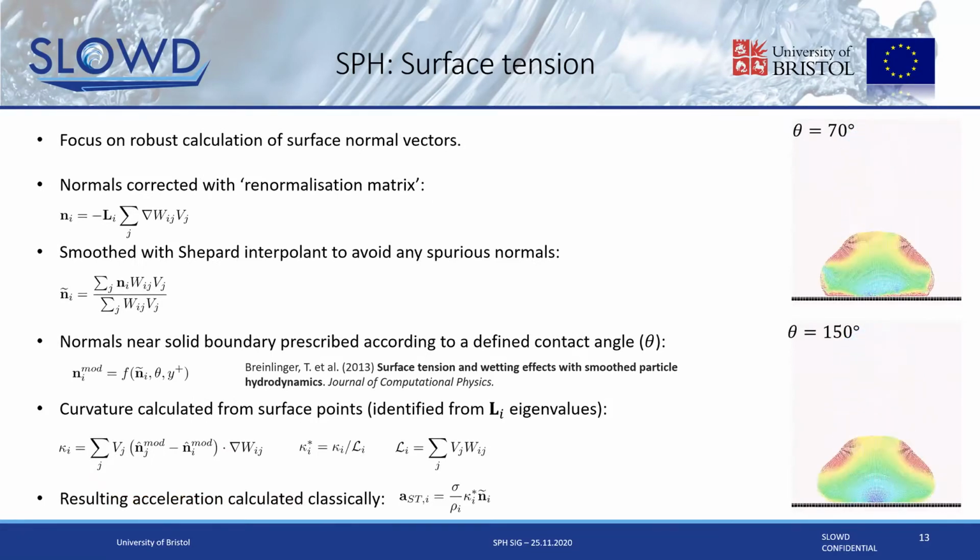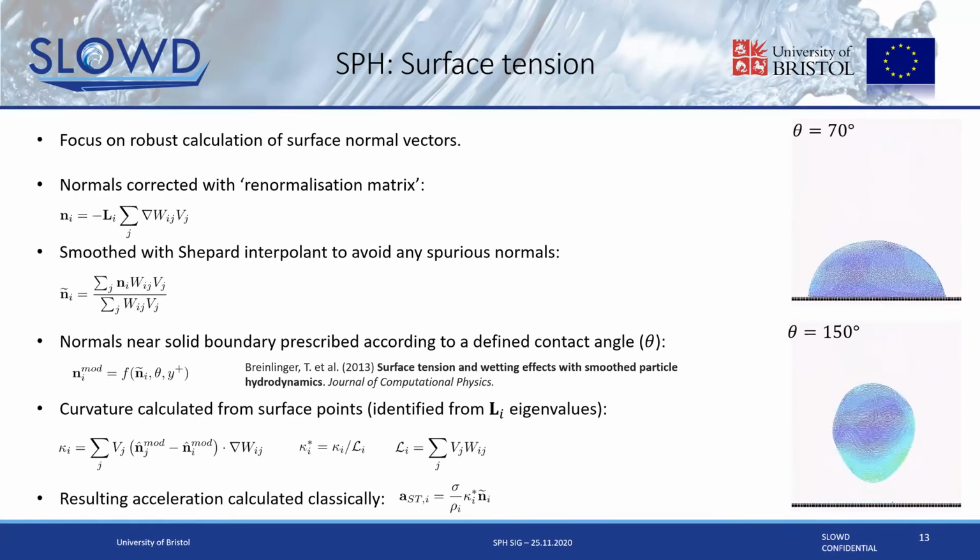So our CSF model focuses on robust calculation of these surface normals, these vectors that point out the surface. We need this in the presence of strong particle disorder because we're not correcting through any particle shifting techniques. So first we calculate the normals and then we correct them through these two steps.